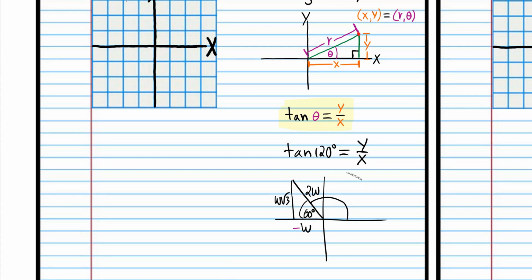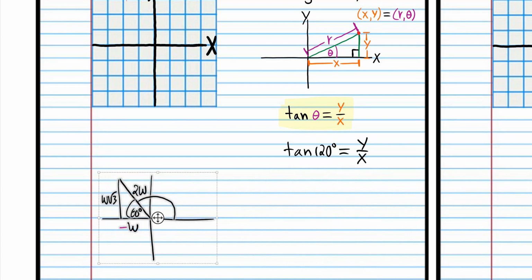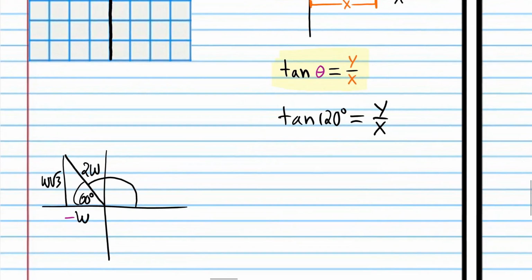And I'm going to keep this on the screen so you can refer to that. Sorry, my computer's going kind of slow. So negative root 3 is tangent 120. So then I'm going to multiply both sides by x.